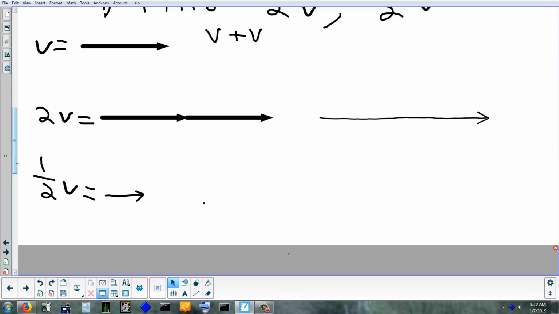What if that was a force? What's the difference between, say, the original force and 1/2 v? Half as strong. So if I was pushing on something, I'm still pushing the same way, but I'm not pushing as hard.